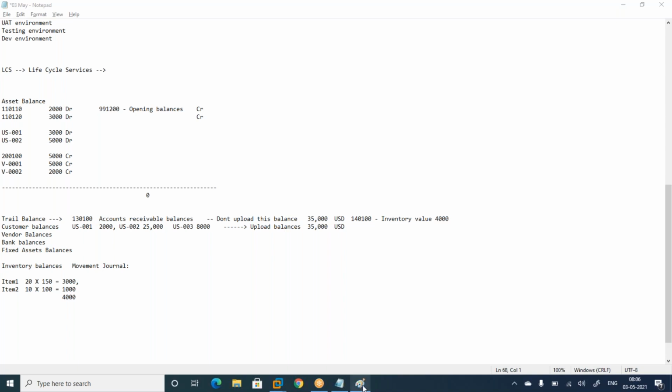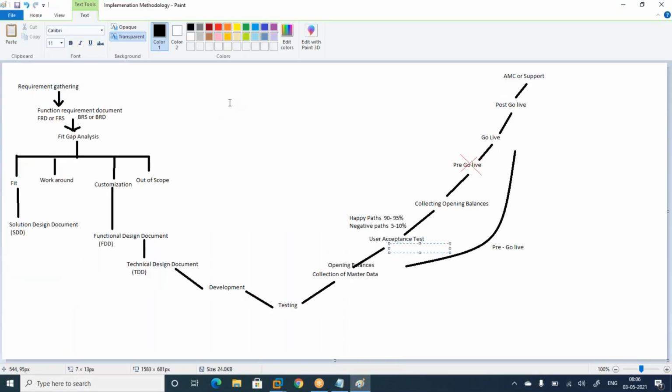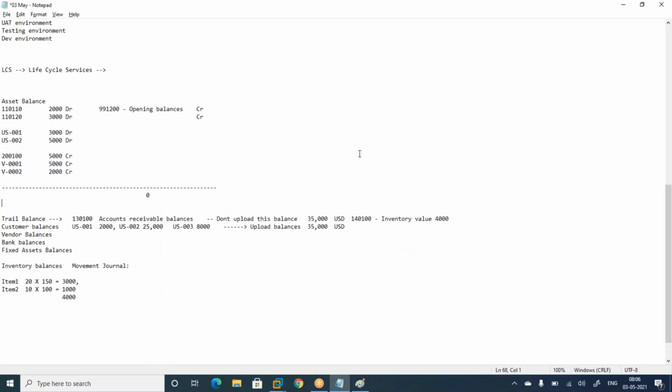Whatever you have learned, kind of drop that, and tomorrow you are going to learn the exact shipping process. From tomorrow onwards, at least 4 to 5 days.